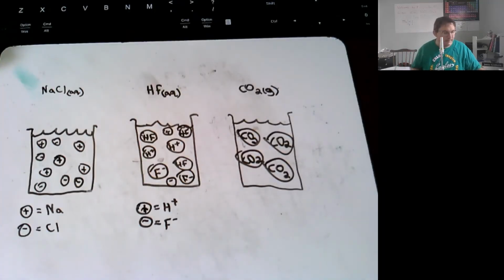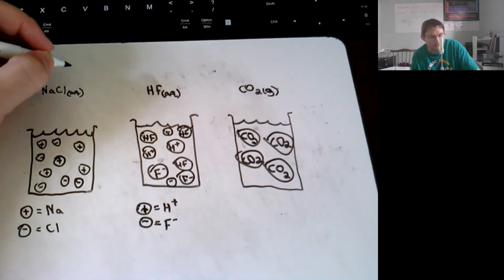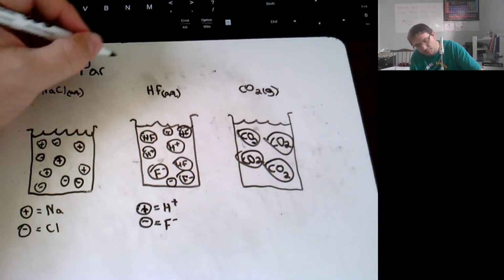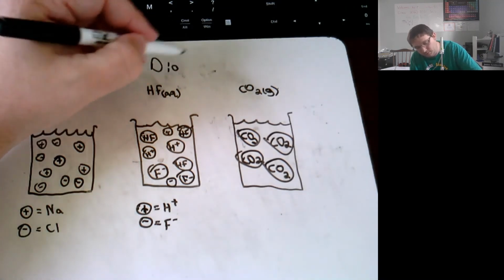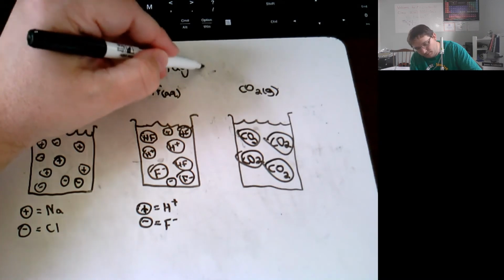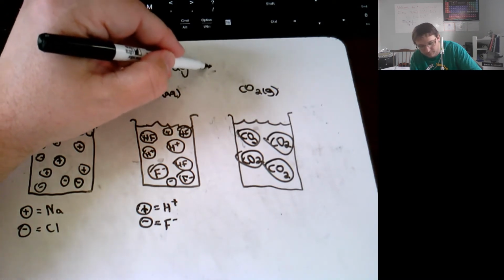So let's look at these particle diagrams. I talked in class about how particle diagrams are a really, really important piece. And so let's talk about what particle diagrams look like for strong, weak, and non-electrolytes.